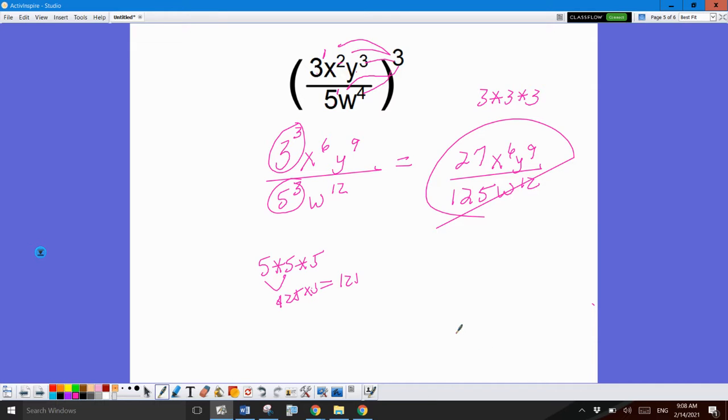So hopefully that makes a little bit more sense. If you didn't do well on day 1's assignment, I want you to go back and do some corrections there and resubmit. And then we're going to keep moving and move into division.